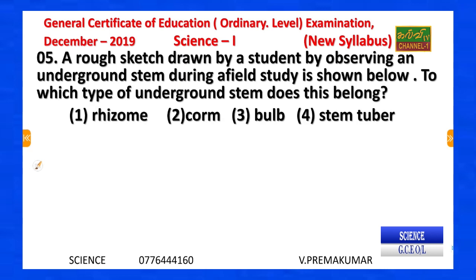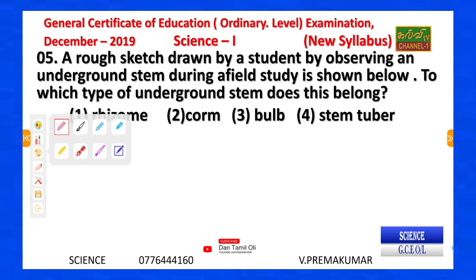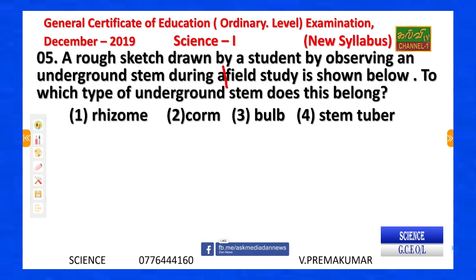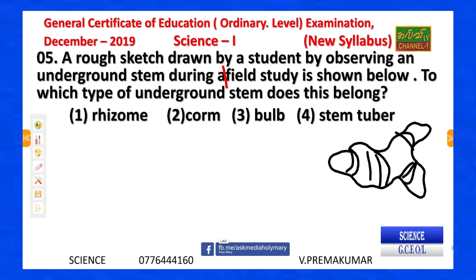A rough sketch drawn by students of the underground stem observed during the field study. Right? When I typed it, I made a mistake here. This is a field study. Below, to which type of underground stem does this belong? Actually, I missed expressing the diagram of this. It is like this. It says scale is there. They have given it like this. So that indicates ginger.